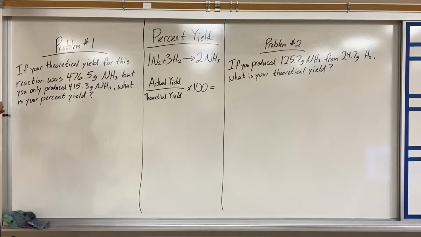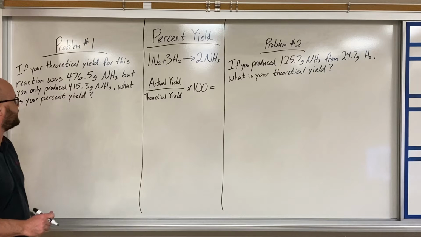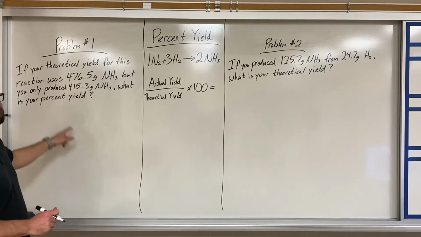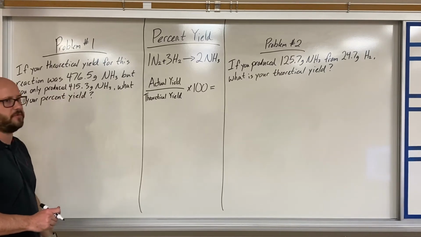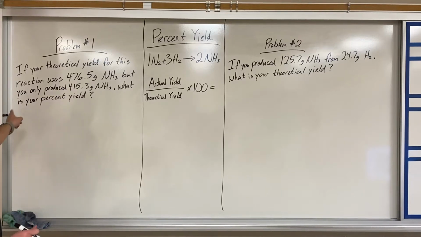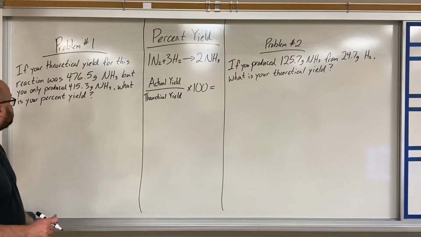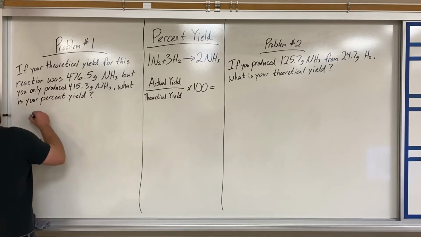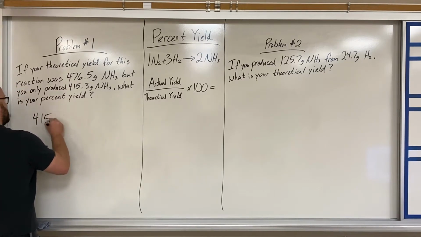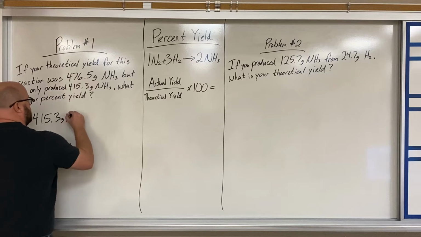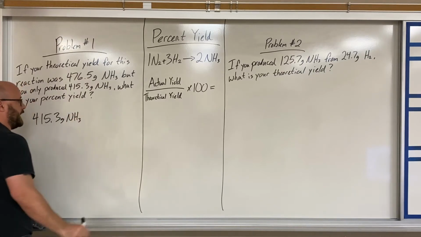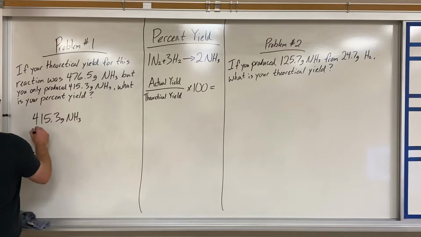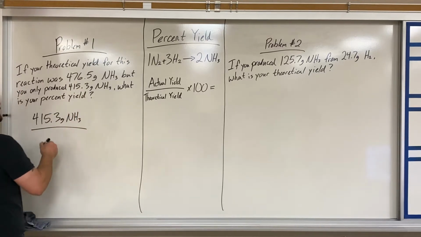Problem number 1 states, if your theoretical yield for this reaction was 476.5 grams of NH3, but you only produced 415.3 grams of NH3, what is your percent yield for that experiment? Well, we only produced 415.3. So that's going to be our actual yield divided by what we should have come up with.